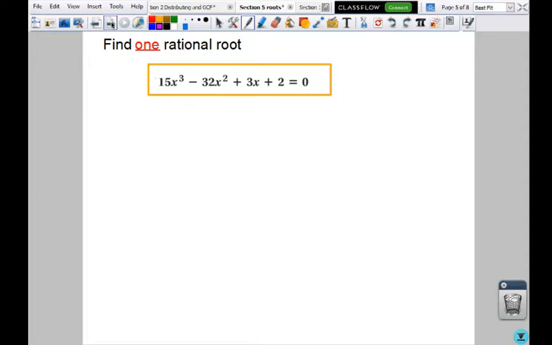Only one. 15x to the third minus 32x squared plus 3x plus 2. So remember, the first thing is you get your two factors, and that gets you your fractions to plug in. And then when you plug them into Desmos, don't forget to change this equation around to be your new equation, your 15x to the third and so on.